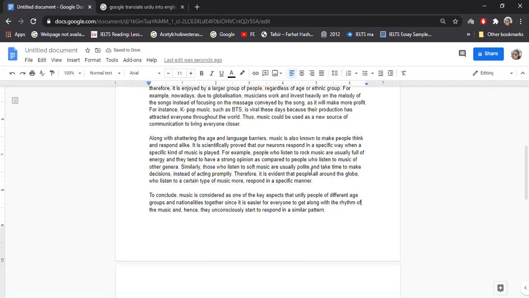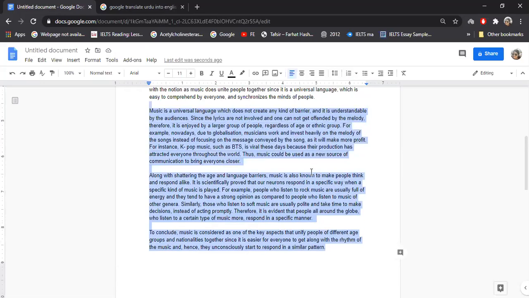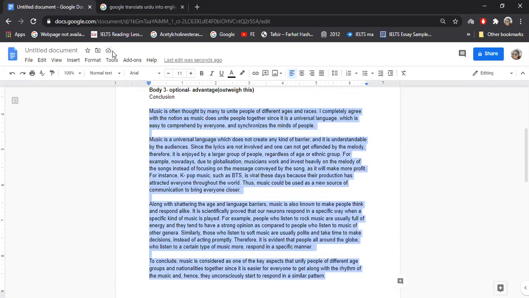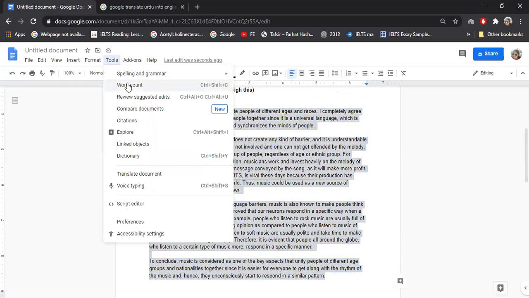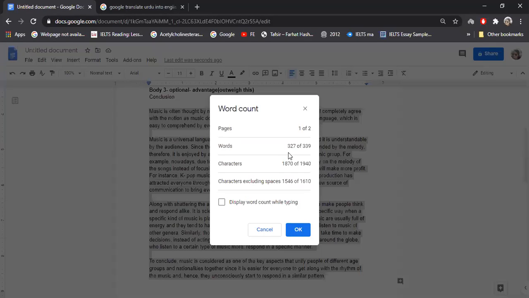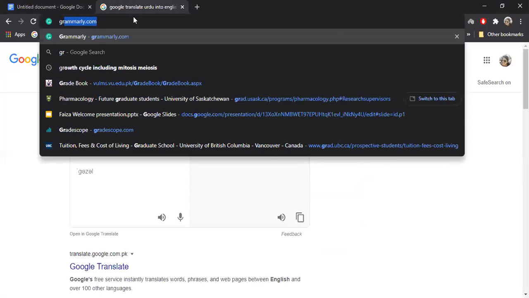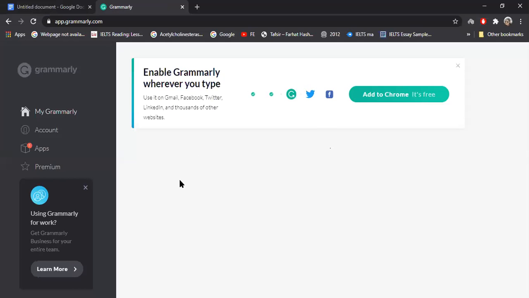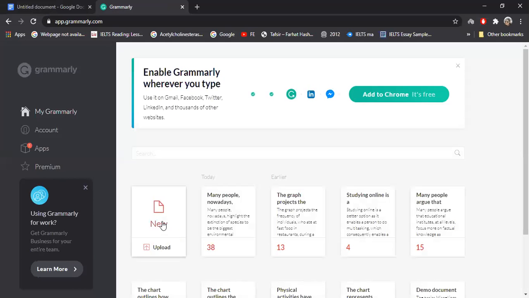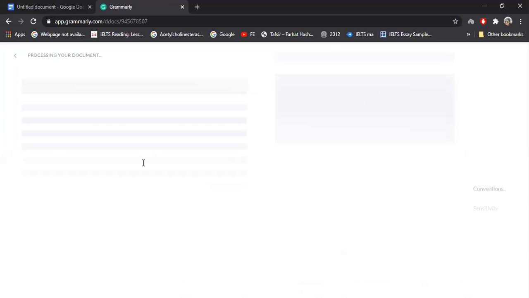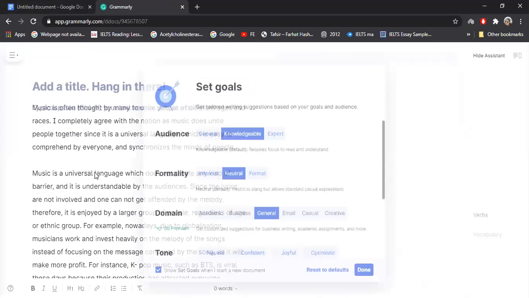Okay, so let's see how many words have we written so far. Okay, so I have already written 327 words, right? We don't need another paragraph then. Yeah, but I can easily add one more, you know. So write it now. I will, but first of all I will check mine.